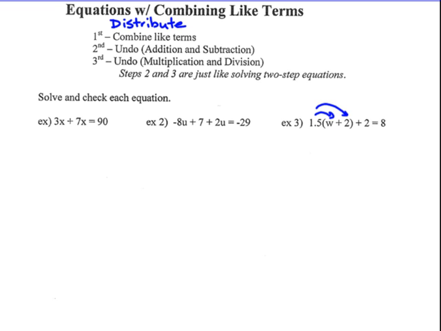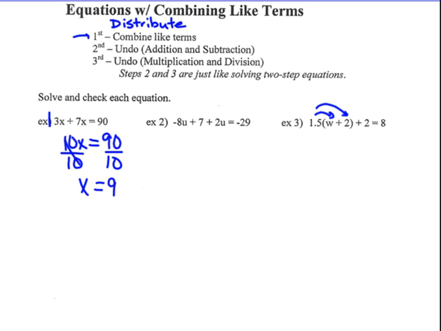So in example number 1 here, there is a like terms question. There isn't any distributive, there's just like terms. So I'm going to do the first step there, which says go ahead and combine those like terms. 3x plus 7x is 10x equals 90. So now I have a simple one-step equation. When I divide by 10, because the opposite of multiplying is dividing, I'm going to get x equals 9.